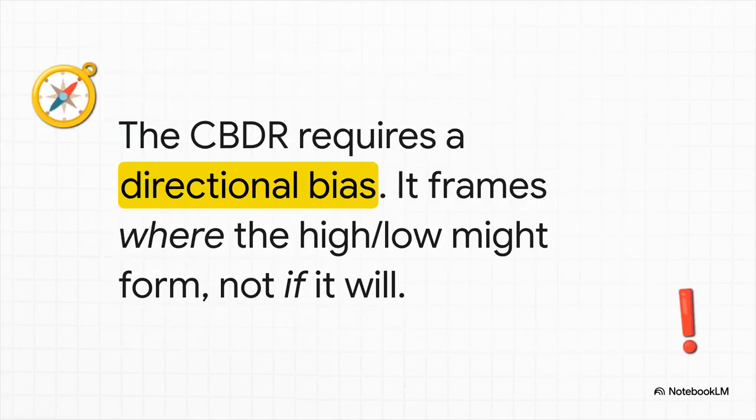All right, listen up because this next point is absolutely 100% crucial. You cannot forget this. The CBDR is not a crystal ball. It does not, and I repeat, does not tell you if the market is going up or down. You must have your own directional bias first. This is a framing tool. It helps you answer the question of where the turn might happen, not if it will happen.